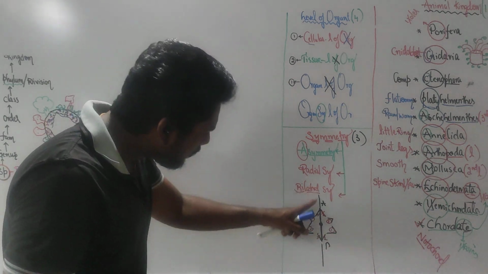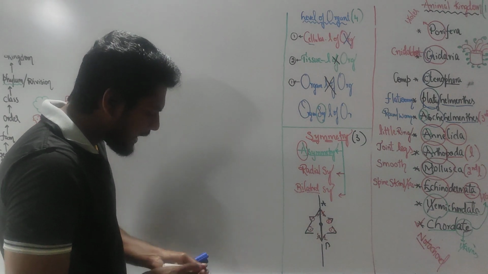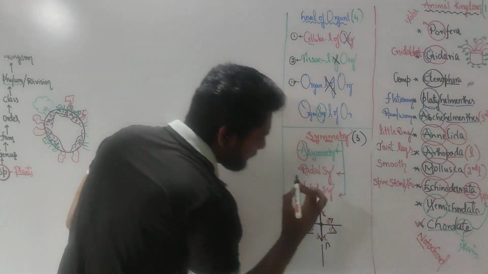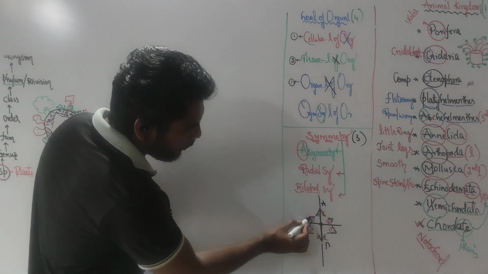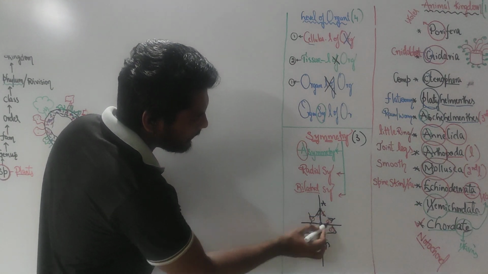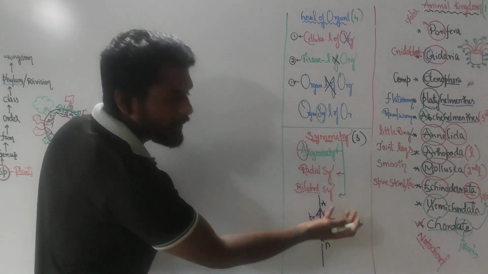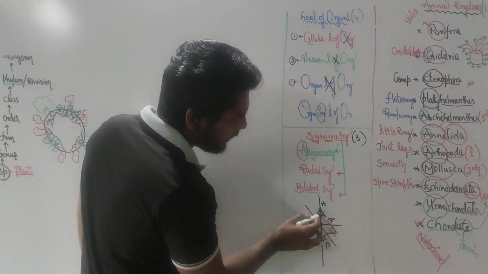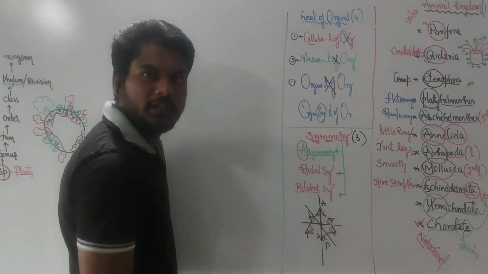Not only in this plane. If you cut the animal in another plane, from left to right, then one arm, second arm, third arm: 1, 2, 3 equally divided. Not only in that plane, in this plane too, you cut those animals 1, 2, 3, 1, 2, 3 equally distributed.